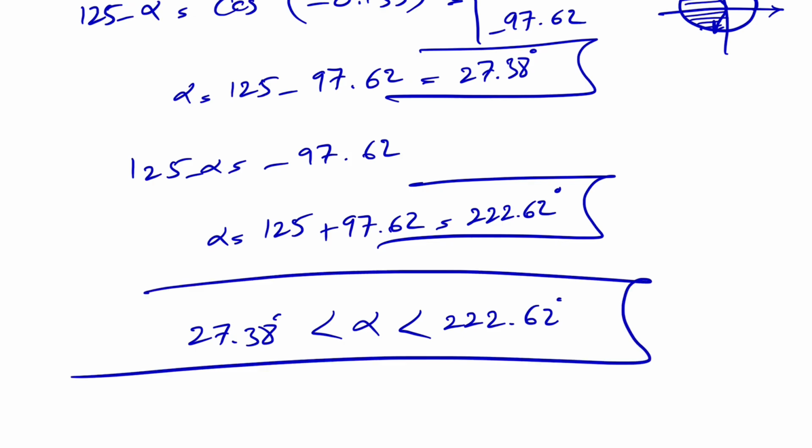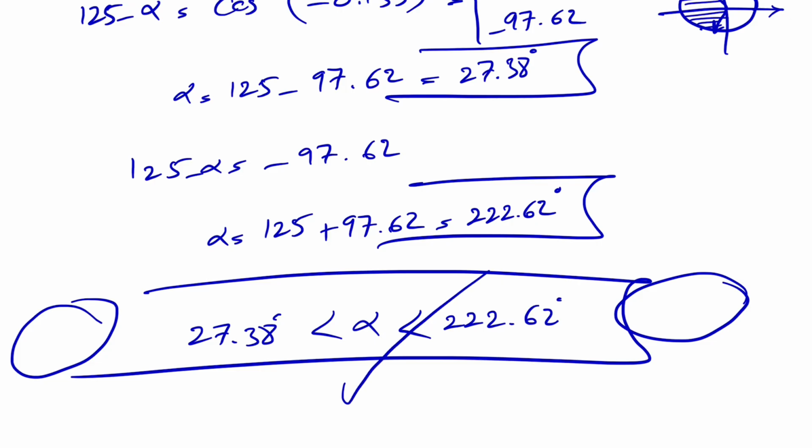Just to confirm the answer, you can go with values less than 27.38 or higher than 222.62 and see what you get for R. And if you do, you'll see that you get values higher than 600 for R, which is why this range is acceptable for us. Hope everything was clear.